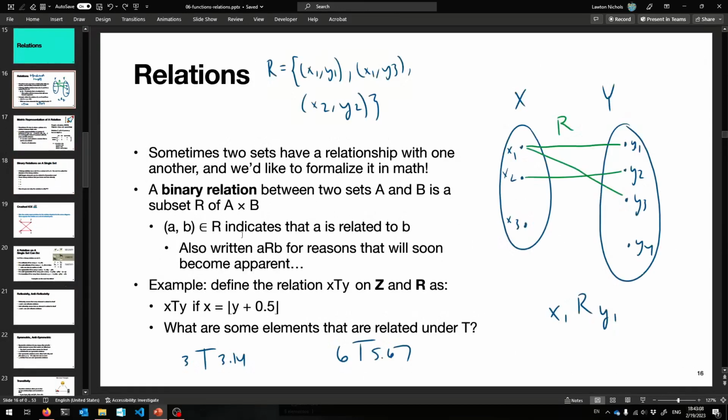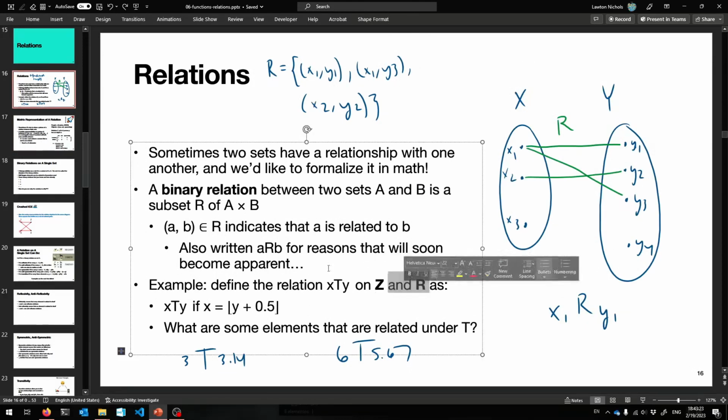Binary relations are when you have two sets that you're relating, but the two sets don't have to be the same. You're relating some element of set A to some other element of set B. That's totally fine. Like this one, I was relating integers and real numbers.